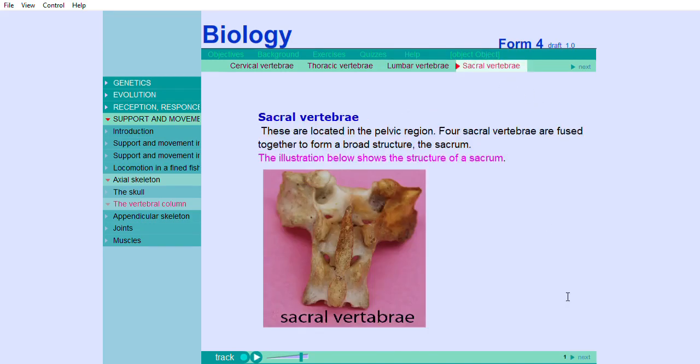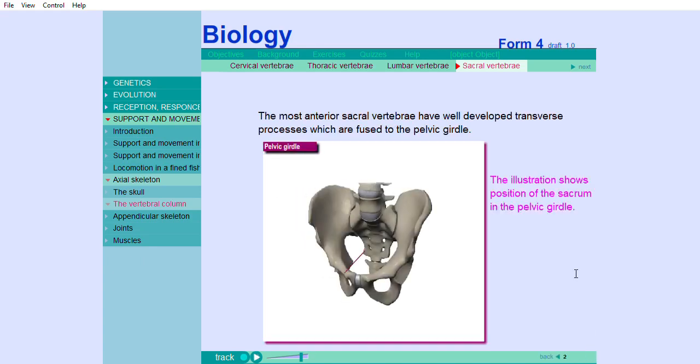Sacral vertebrae. These are located in the pelvic region. 4 sacral vertebrae are fused together to form a broad structure, the sacrum. The illustration below shows the structure of a sacrum. The most anterior sacral vertebrae have well-developed transverse processes which are fused to the pelvic girdle. The illustration shows position of the sacrum in the pelvic girdle.